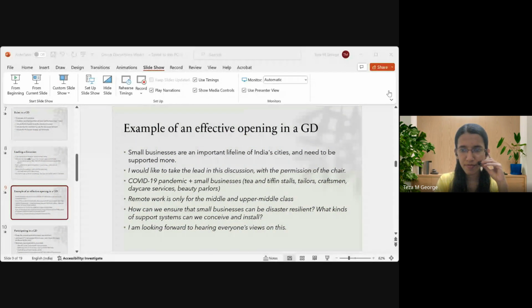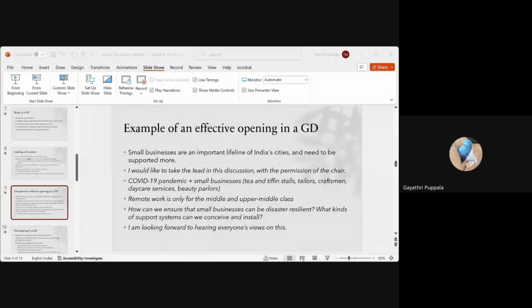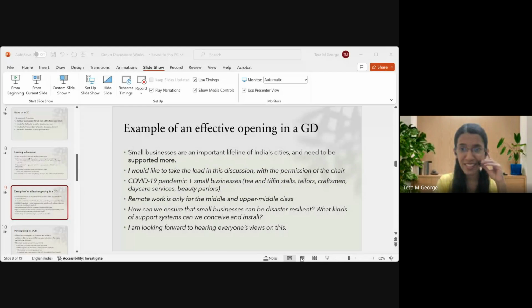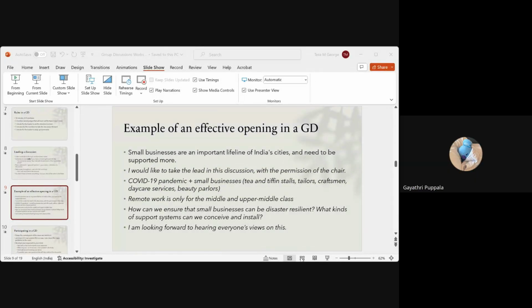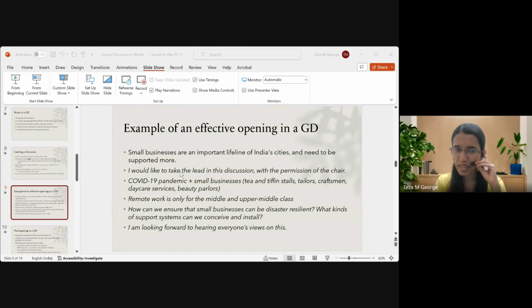So will we be having any actual group discussions among batchmates, or is it only sessions, ma'am? No, I'm just asking you to use this topic and imagine yourself as the leader of the group discussion and give me an opening. We're not going to continue with a full-fledged group discussion at this point. I just want to see how you would lead the discussion if you were the leader.